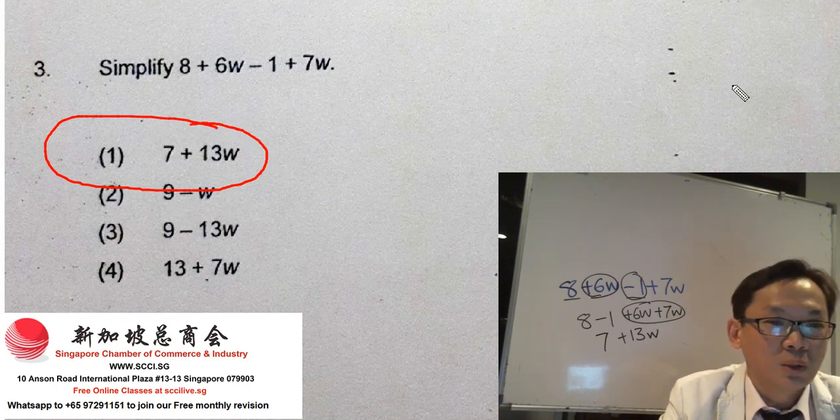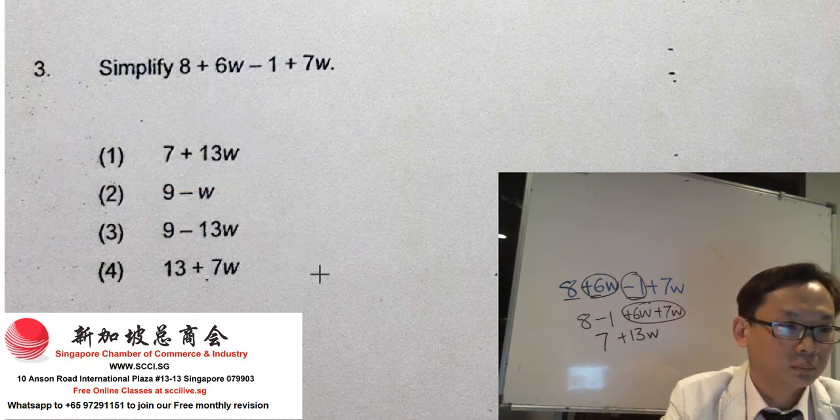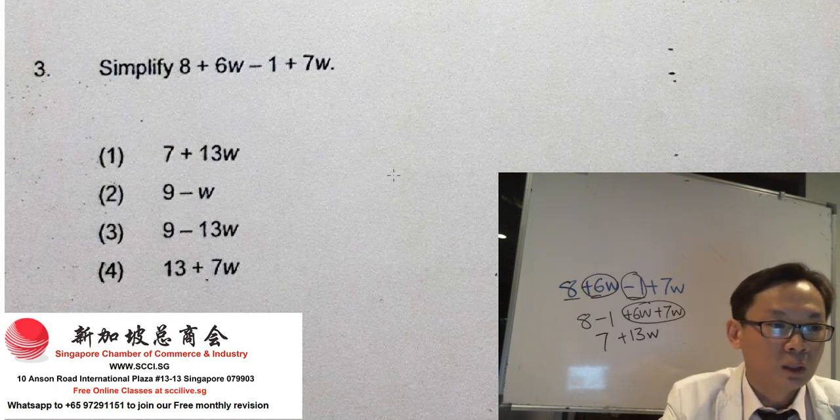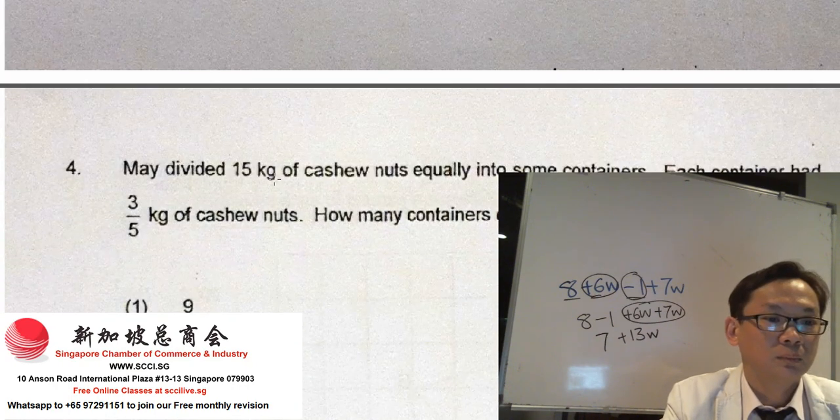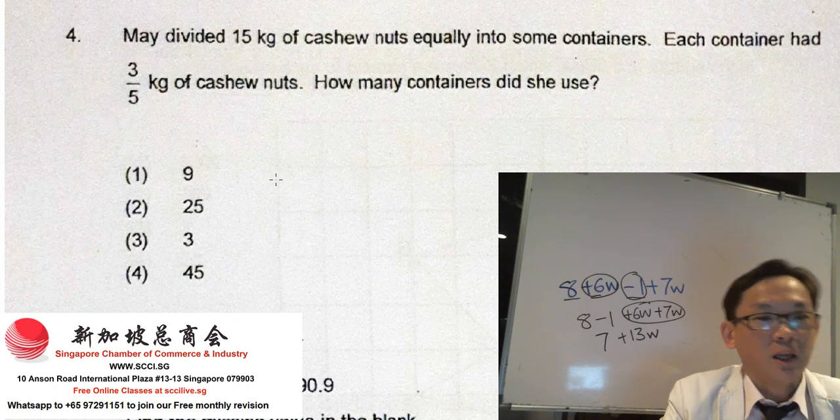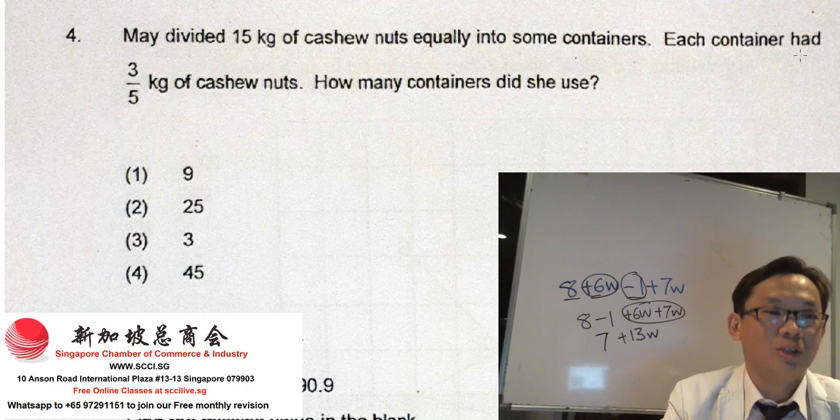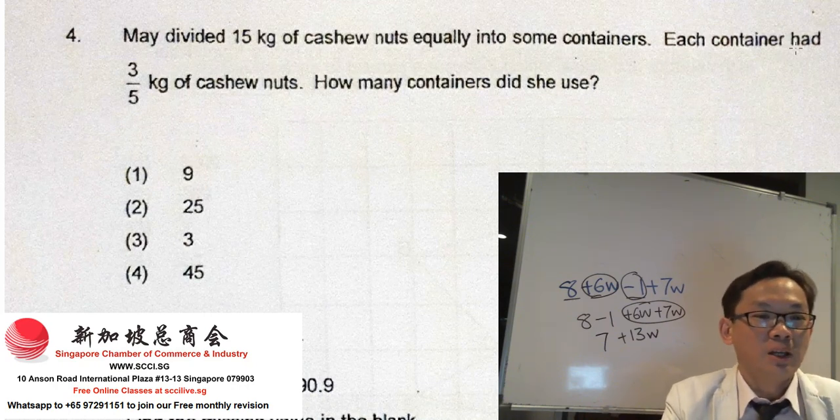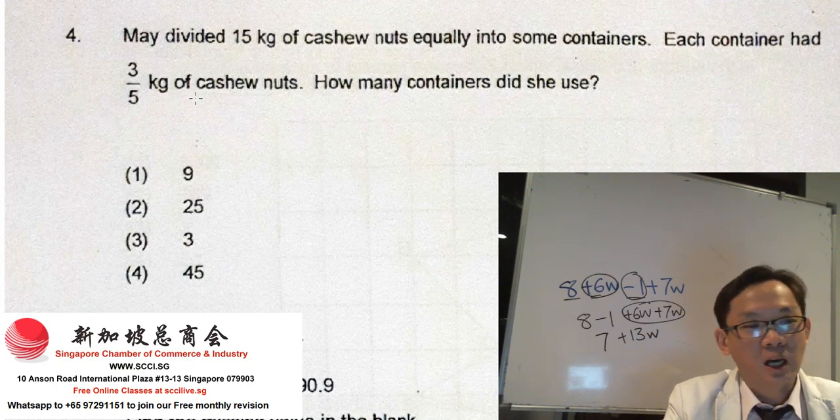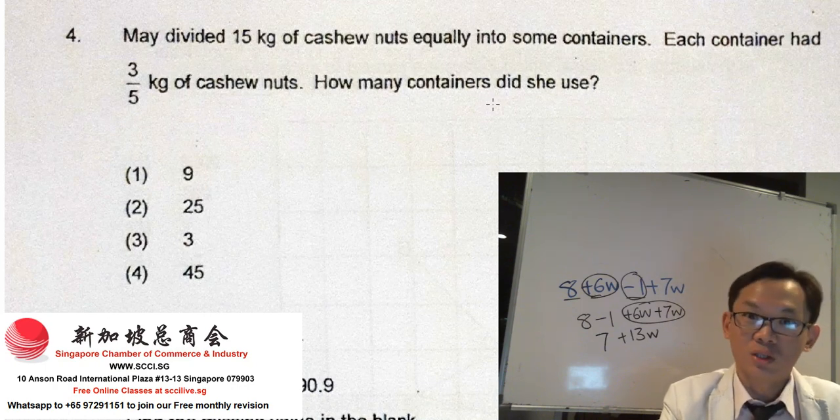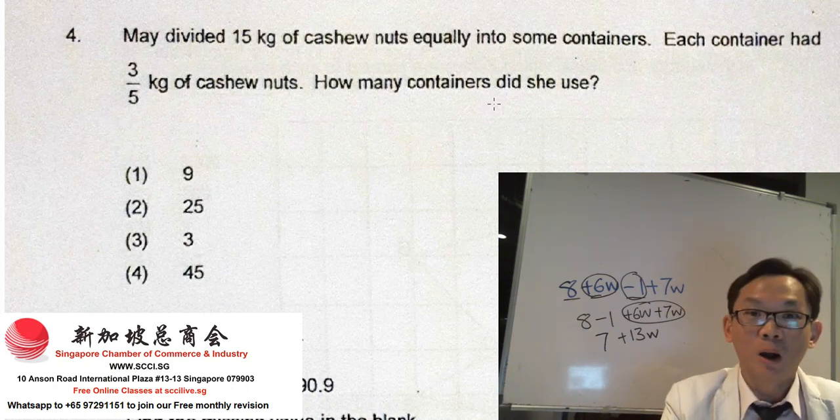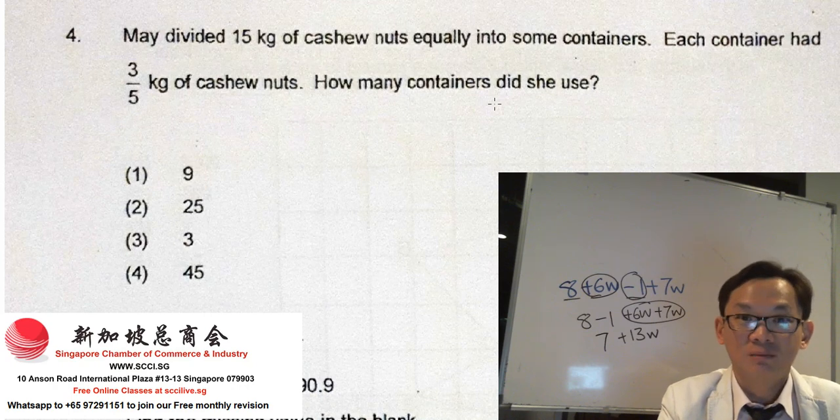Now let's look at the fourth question. May divided 15 kg of cashew nuts equally into some containers, and each container had 3/5 kg of the cashew nuts. How many containers did she use? I'll give you a while. Are you able to work out the answer?